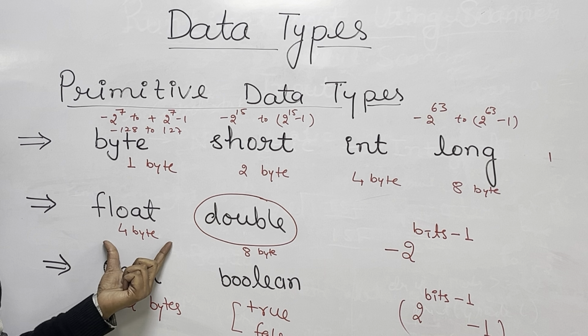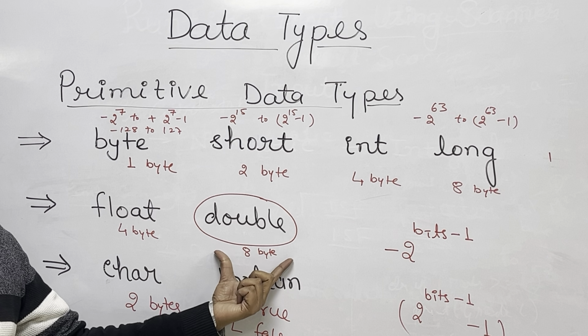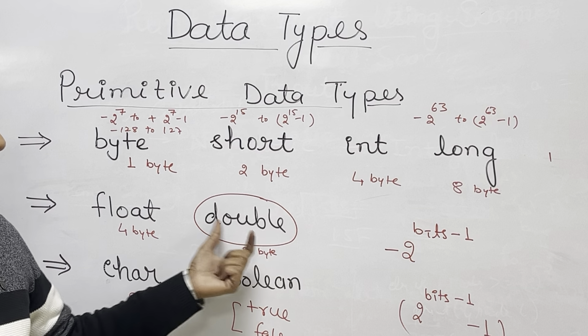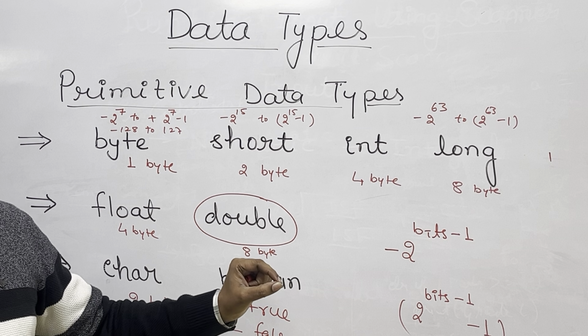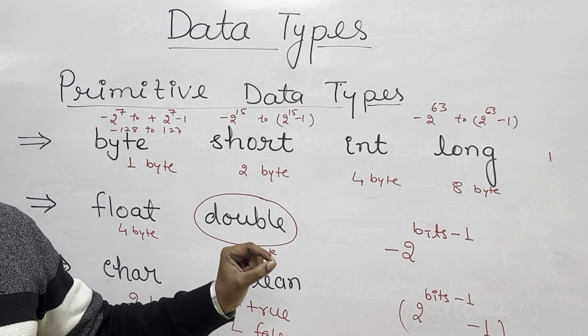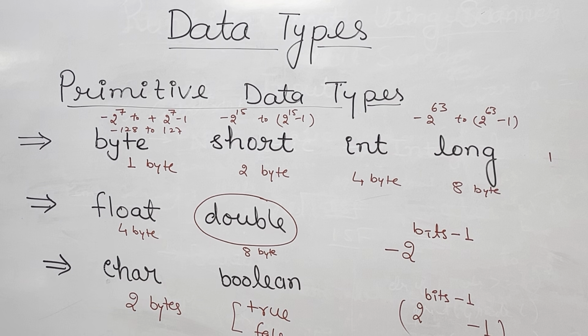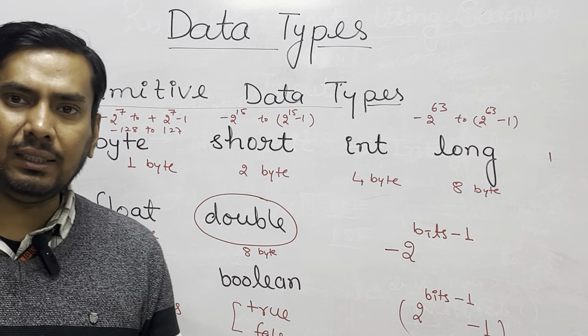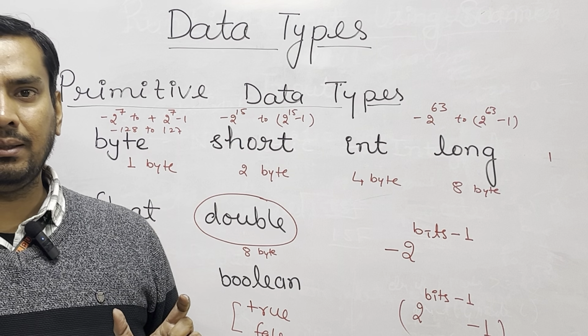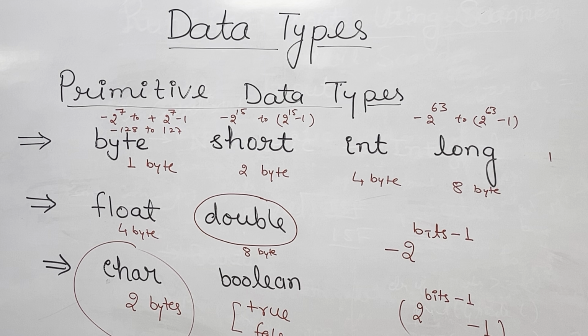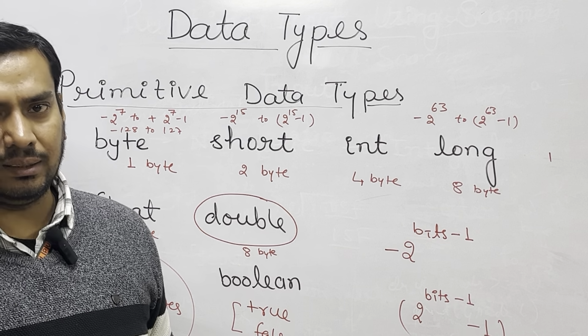Similarly, for floating point, precision is low for float and high for double, with sizes of 4 bytes and 8 bytes, and by default any floating point literal is double unless f is appended at the end. Char type is 2 bytes, that is 16 bits, and this is the important point about char: in Java, char is compatible with integer literal.